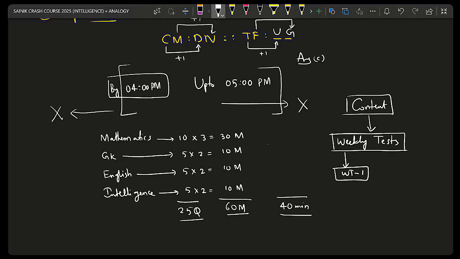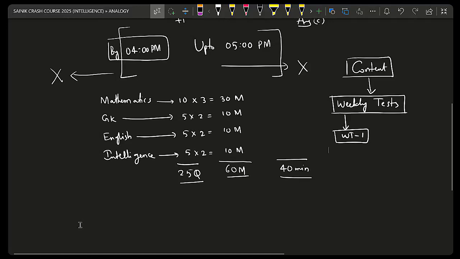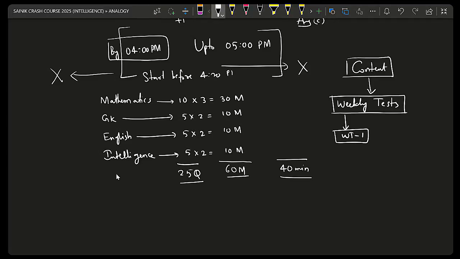So now coming back to this question, I hope everybody noted down the pattern and the timings also. So tomorrow Sunday 4 p.m. to 5 p.m., in between that time, you have to start the test before 4:20 only. That means between 4 p.m. to 4:20 you should start the test. Exactly at 5 p.m. I'll remove the test from there and I'll share the results.